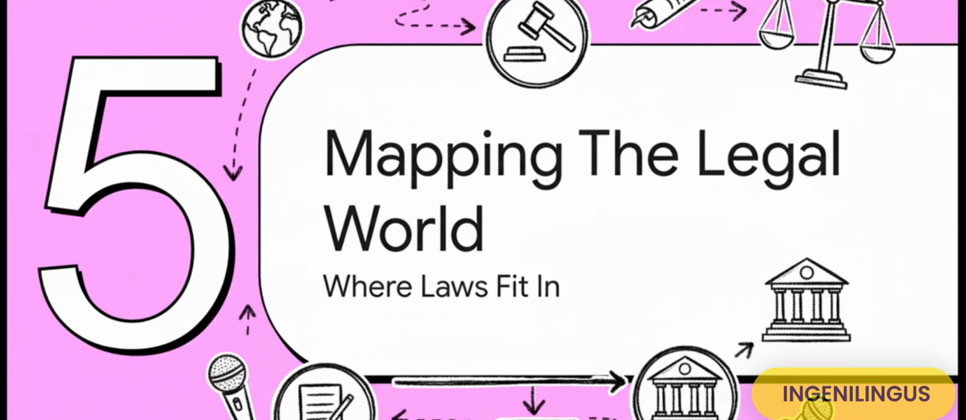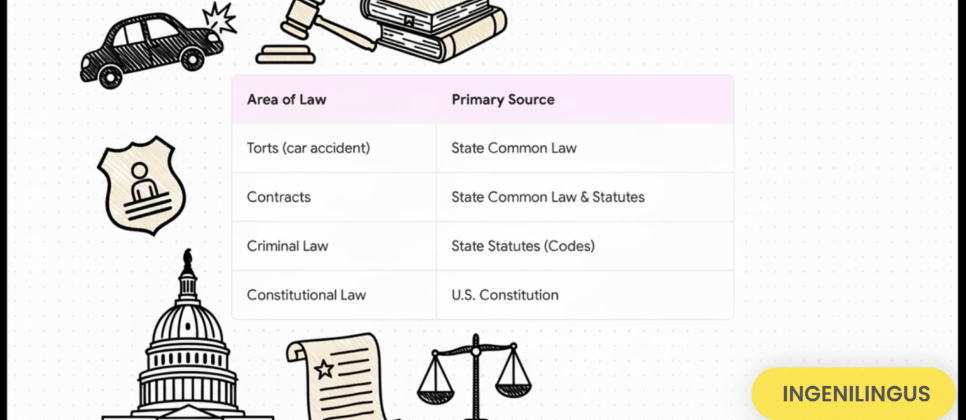Now let's put some actual places on it. How does all this theory about sources and systems apply to the types of law you actually hear about? This chart makes it super clear. So, that judge-made common law we talked about? Well, that's where most of the rules for torts come from. That's the area of law for things like a car accident or a personal injury case. But if you're talking about most criminal law, you're going to look at the statutes, the laws written by the state. And for the really big picture stuff, like freedom of speech, you go straight to the top of our pyramid, the U.S. Constitution. See? Every area of law has its place on the map.